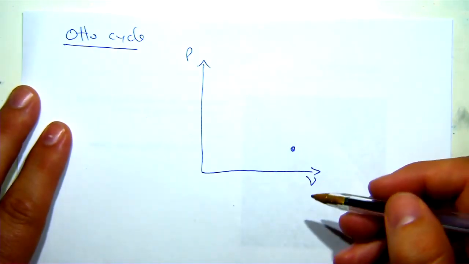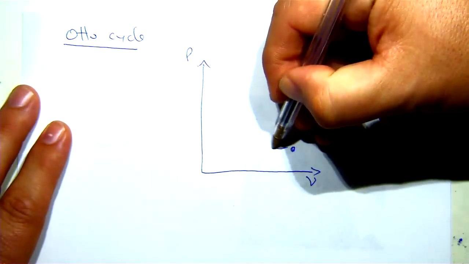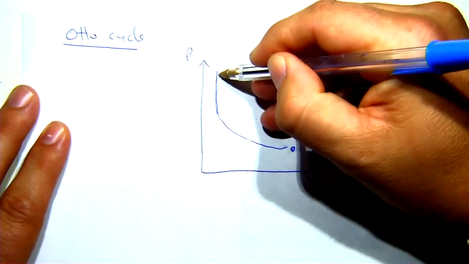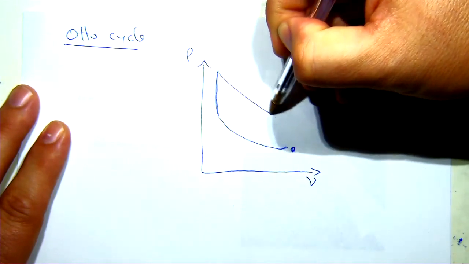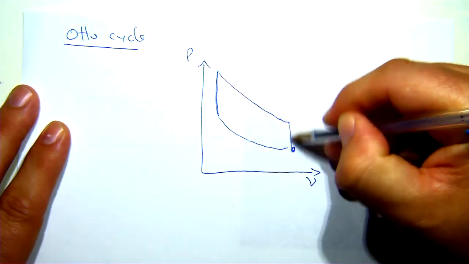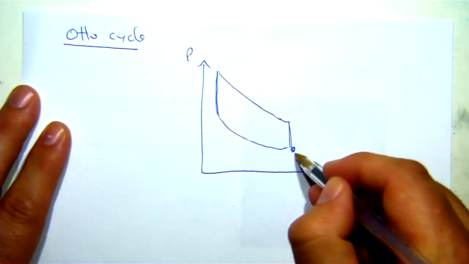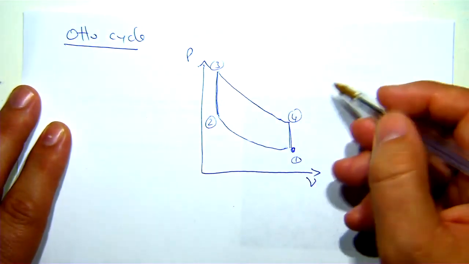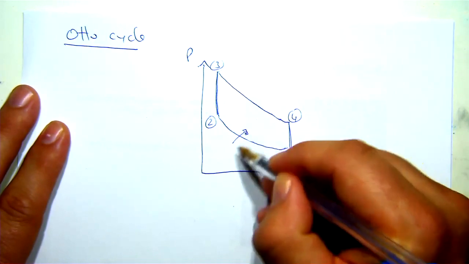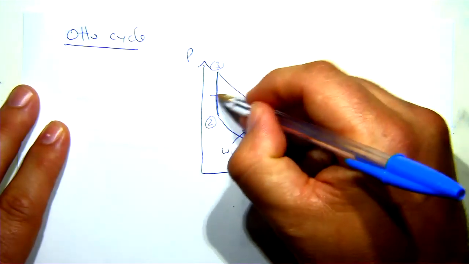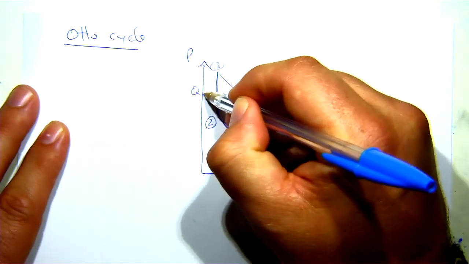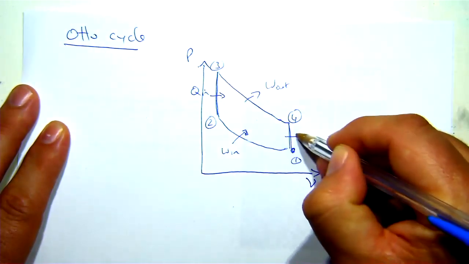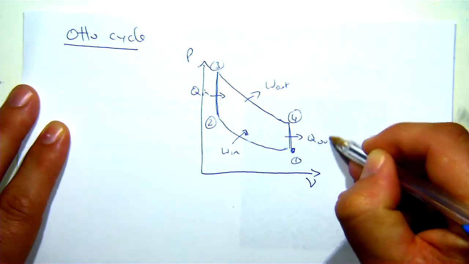Point 1 is the beginning of the compression. I have an isentropic compression, constant volume heat addition, isentropic expansion, constant volume heat rejection. 1, 2, 3, 4. To compress requires work. This is Q in. This is work out. This is Q out.